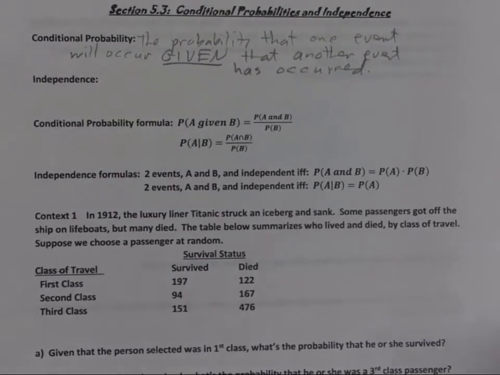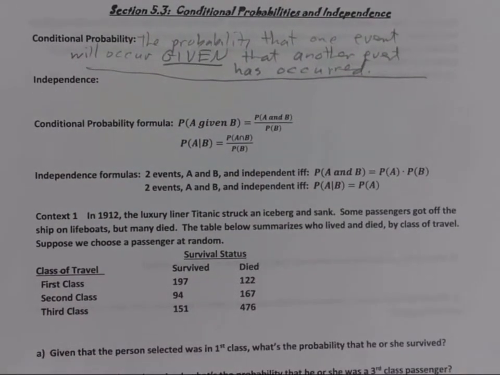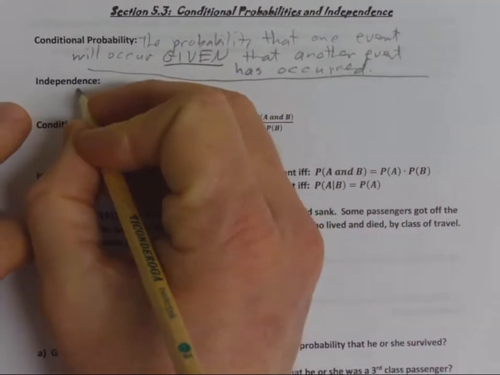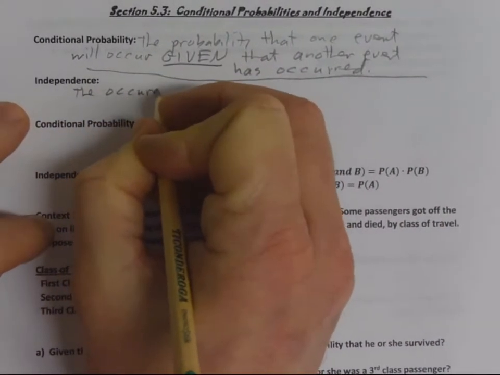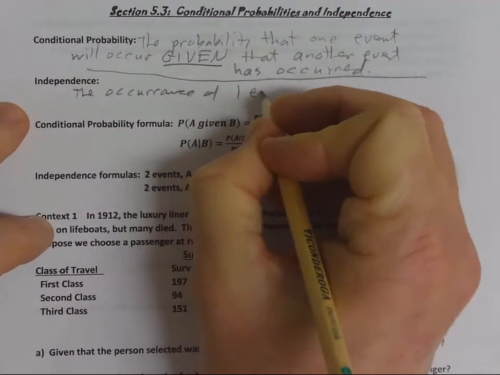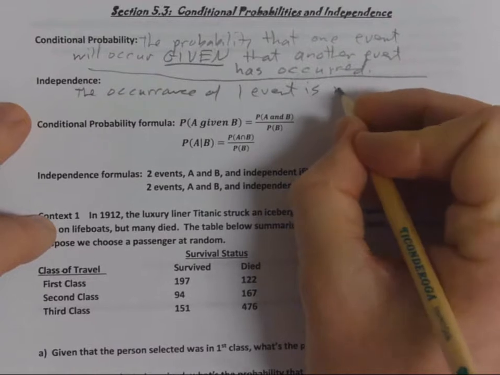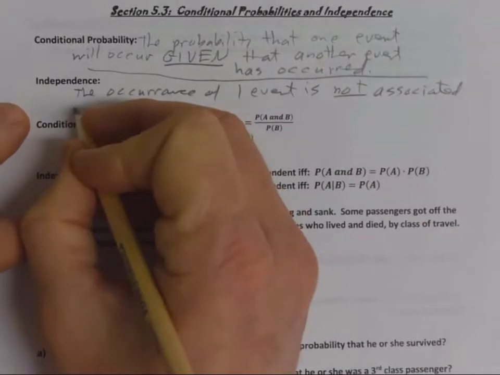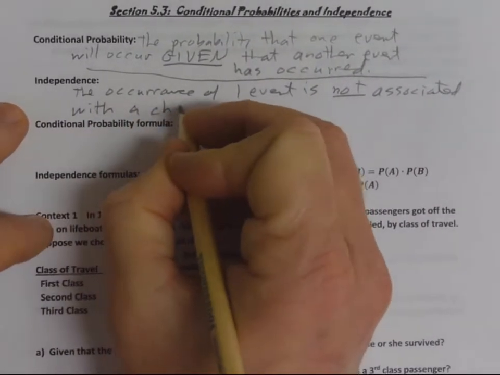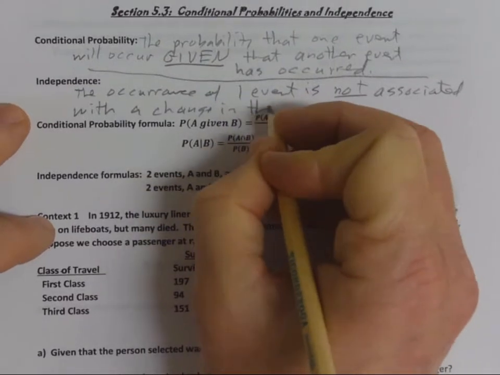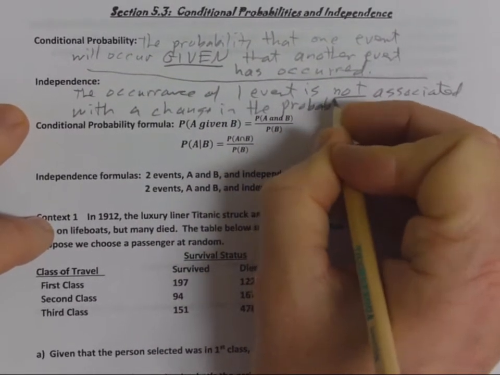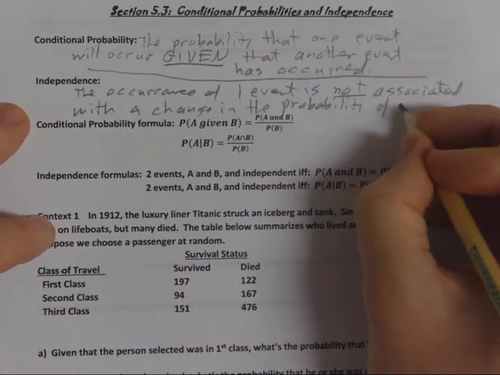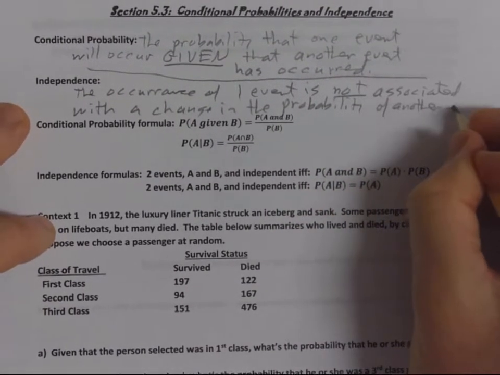And conditional probabilities allow us to show independence. So independent events just means the occurrence of one event in no way influences the occurrence of the other. So independence means the occurrence of one event is not associated with a change in the probability of another event. And so we would say those events are independent.